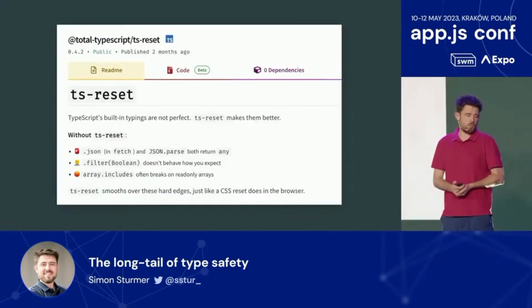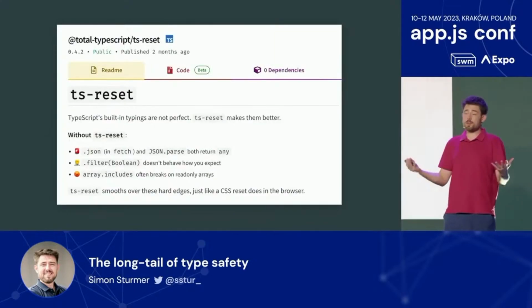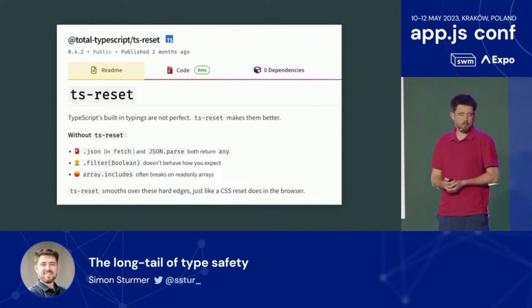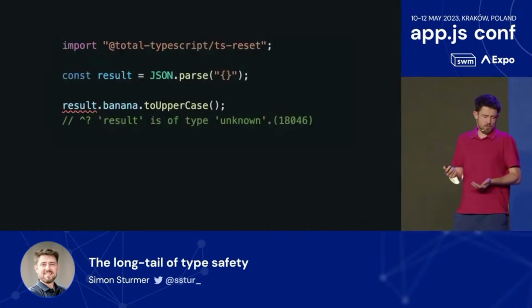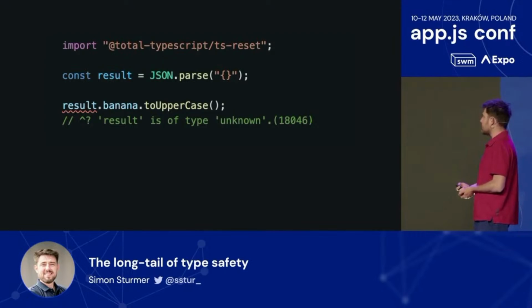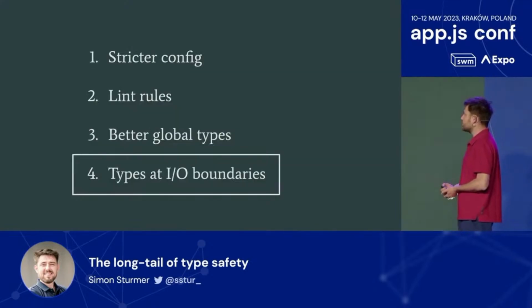And so the answer is the community kind of comes to the rescue and provides, or at least there is this new package that I think is really cool called TS Reset. It kind of fixes a lot of the type unsafe things that are in the built-in type defs, right? Okay. So what happens then? You try to parse something, you call something that doesn't exist, you get an error, and all is good, right? The result is of type unknown. Can't call these methods and properties on unknown.